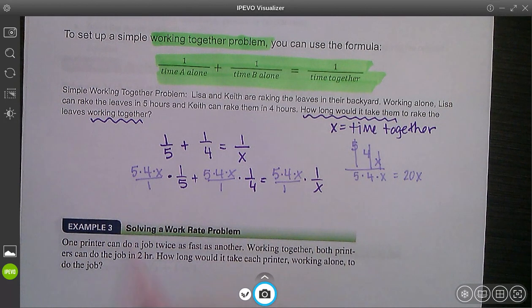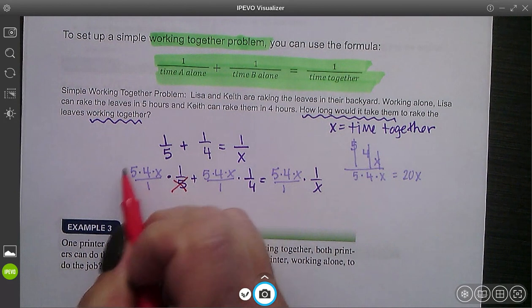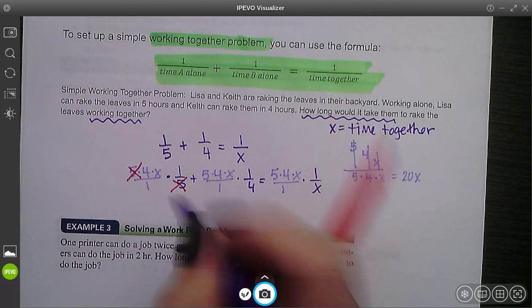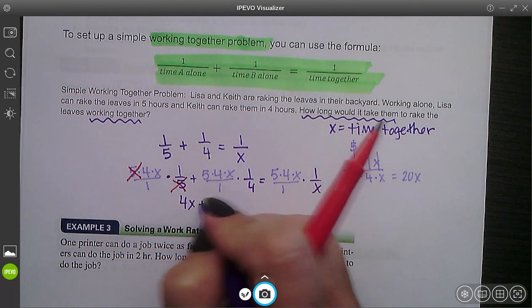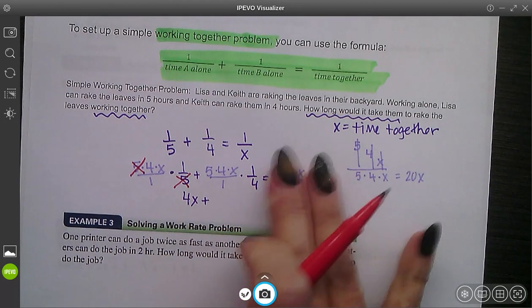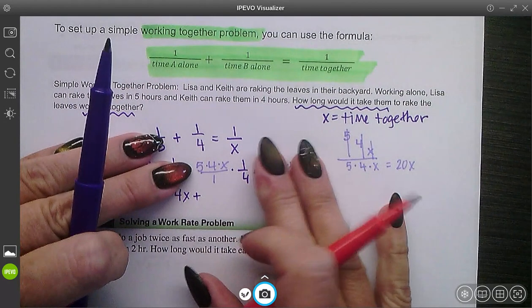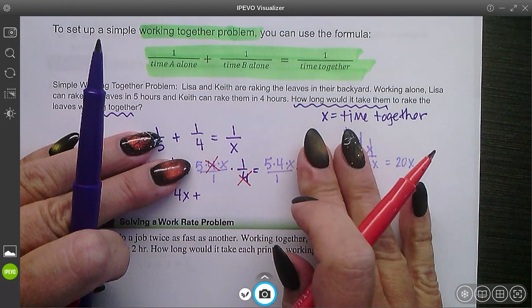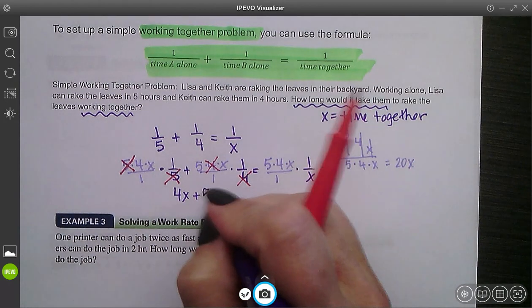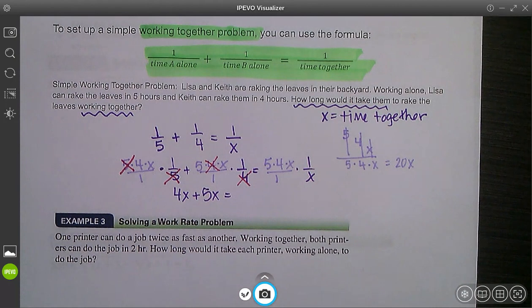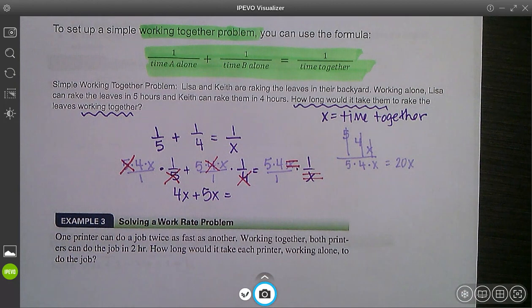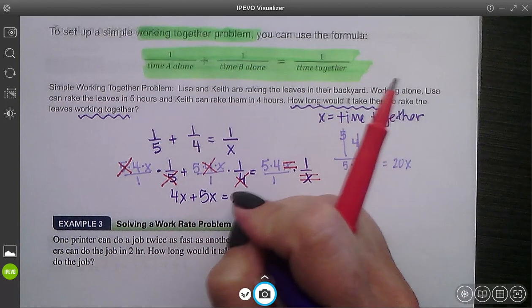So I've got a 5 that can cancel here, which is going to leave me 4 times x times 1. So 4x plus, in this second piece, the 4's are going to cancel, which leaves me 5 times x times 1, or 5x. And then on this side, the x's are going to cancel, which leaves me 5 times 4 times 1, which is 20.